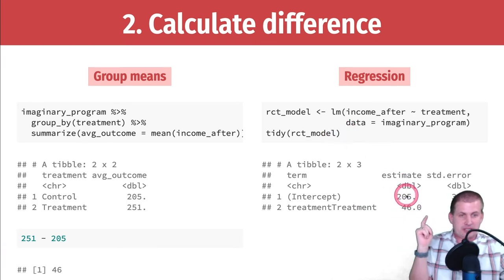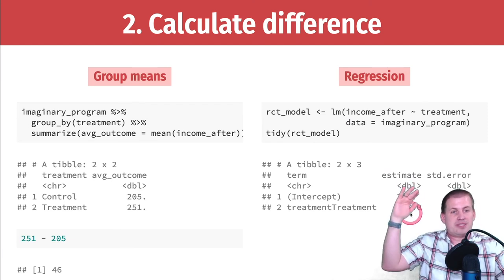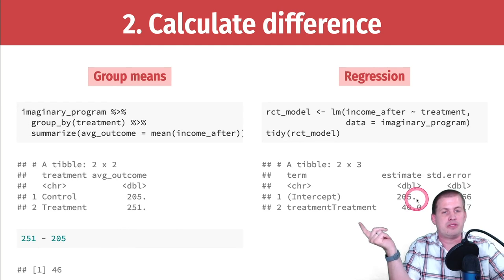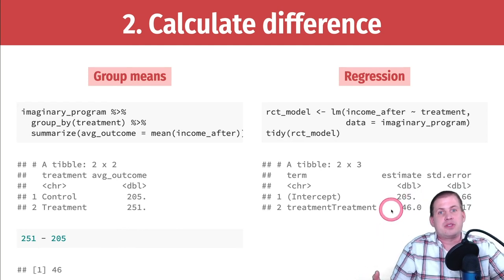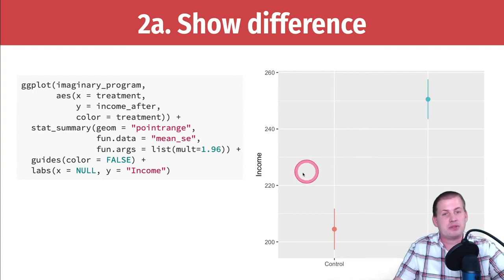When you look at this, you say control group average was 205, treatment group was $46 higher than the 205 baseline. And that's how you can calculate the difference. You can also visualize the difference. If you use ggplot, instead of looking at the baseline characteristics like we've been looking at, you can look at the actual outcome.